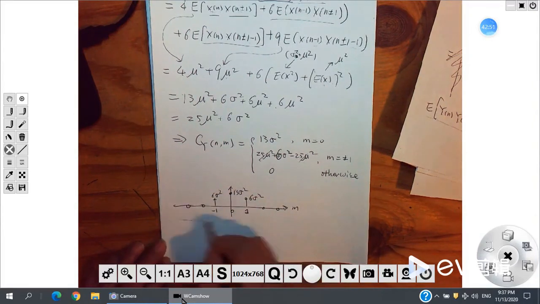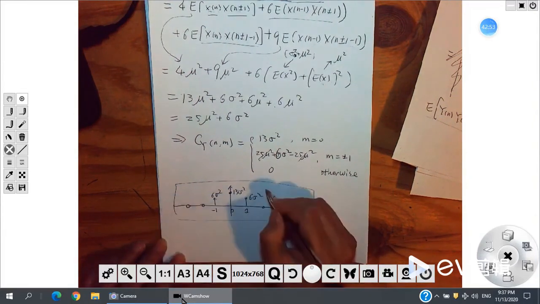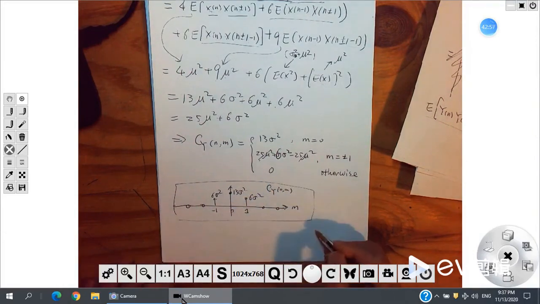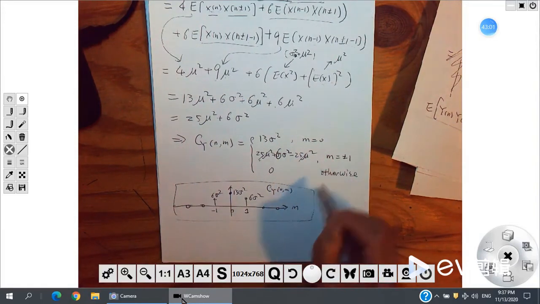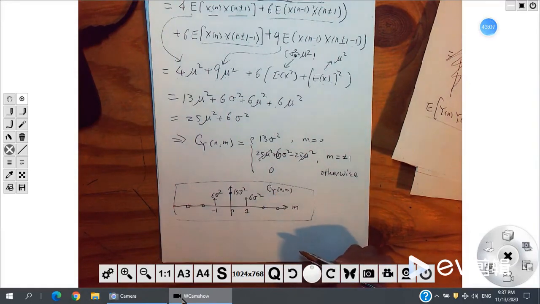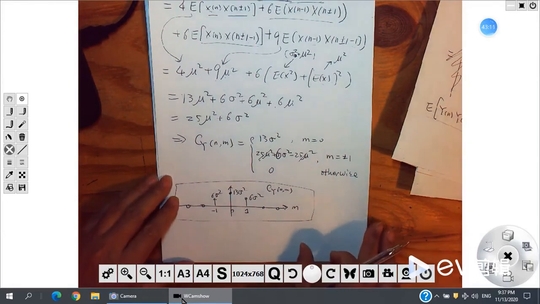So we have a graph of cy of n, m, looks like this. The value only depends on m. It doesn't matter what n is. Alright, so we have this one. This is cy.